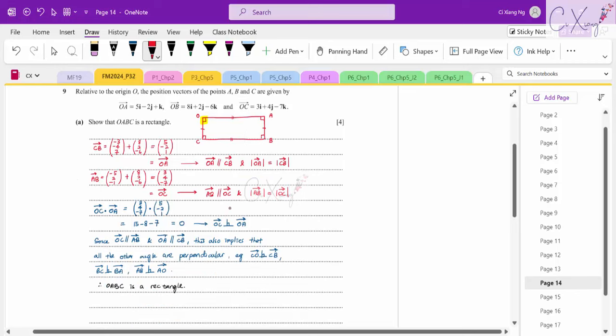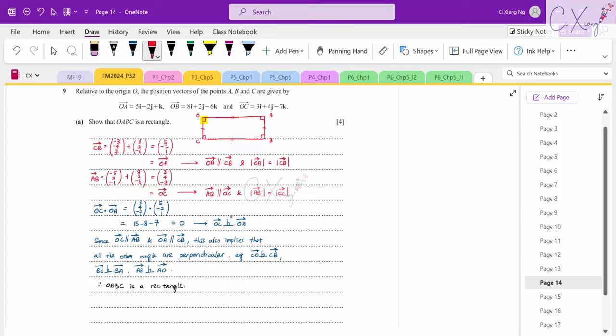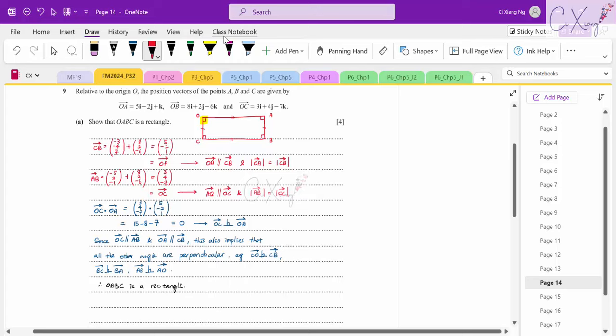Oh, I don't have CA here. Never mind. CA and AC are the same, right? Did I use any AC? Also don't have. Never mind, we try to find CA first.